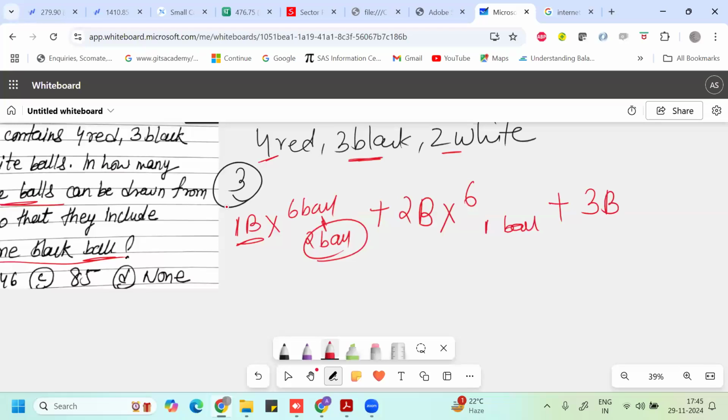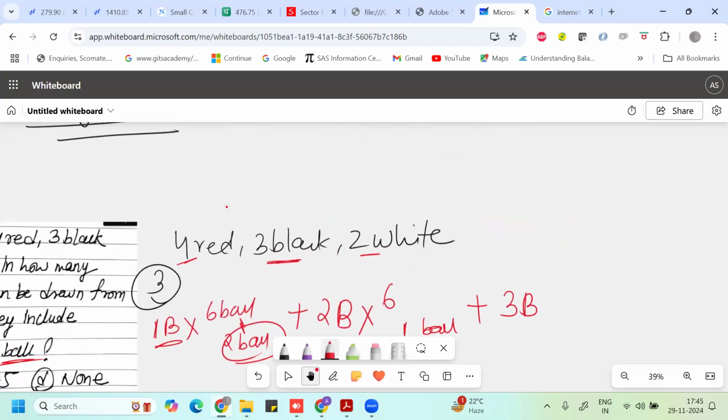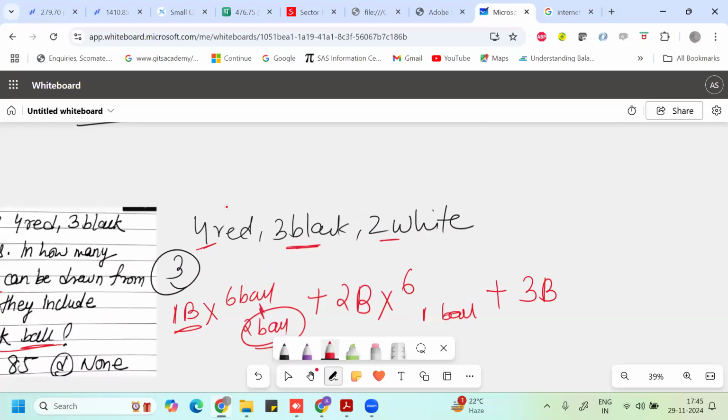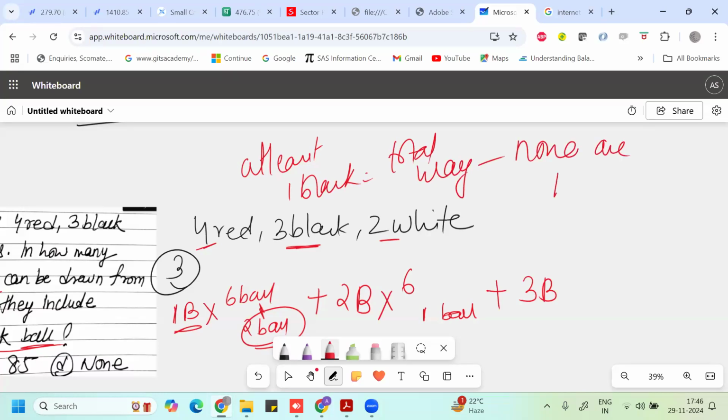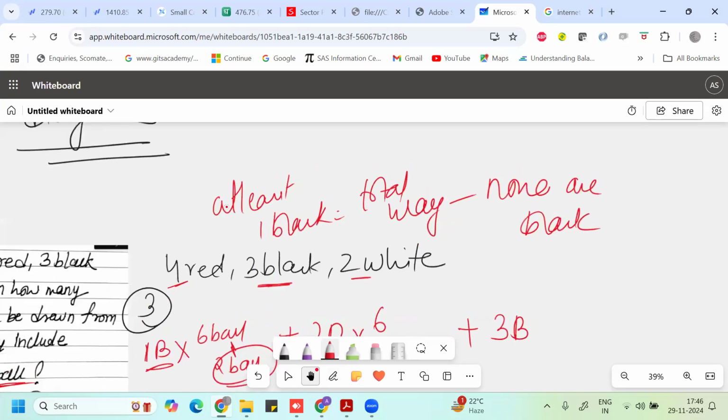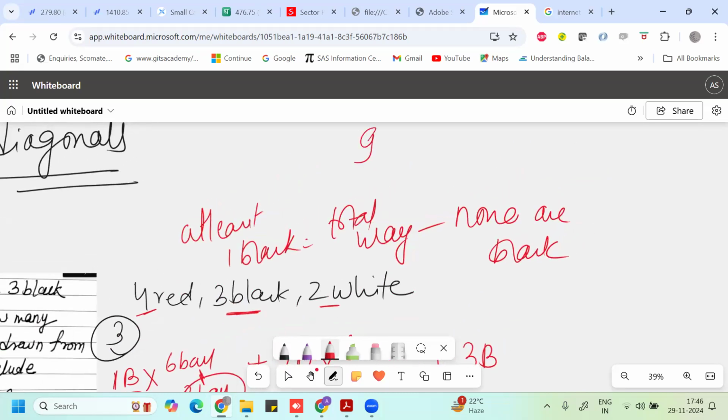Are you getting this, guys? Or the other way: at least one black ball means total ways minus none are black. Total how many balls are there? 9 balls, so 9C3, take any 3 balls. None are black means except black, there are 6 balls, so from 6 balls take any 3 balls. That will also give you the answer.